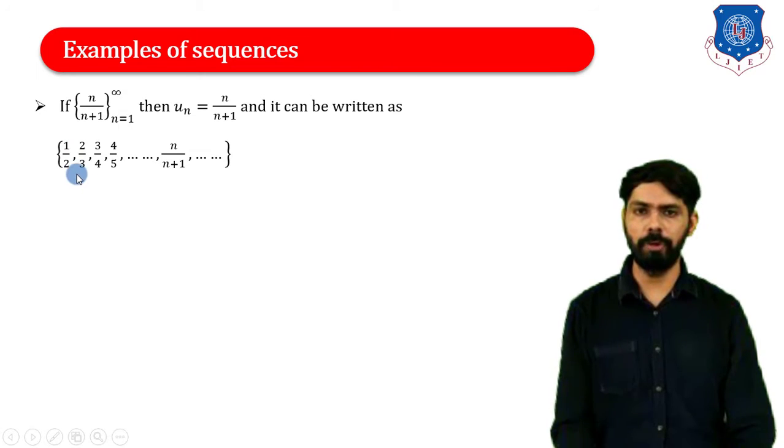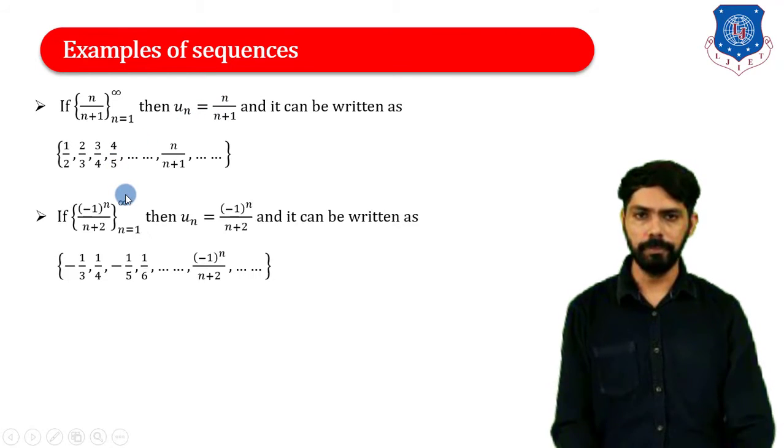Same way, to find the second term, we put n equal to 2 in un, so it will be 2 divided by 3. For the third term, we put n equal to 3 in un, so it will be 3 divided by 4. For the fourth term, we put n equal to 4 in un, so it will be 4 divided by 5.